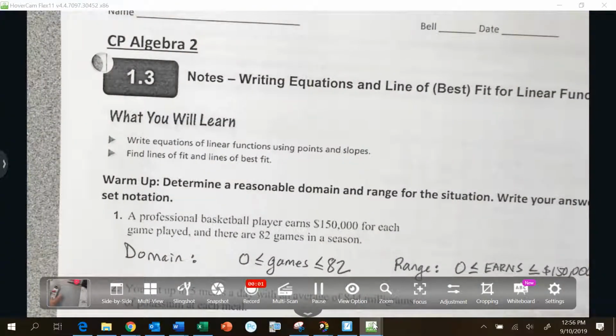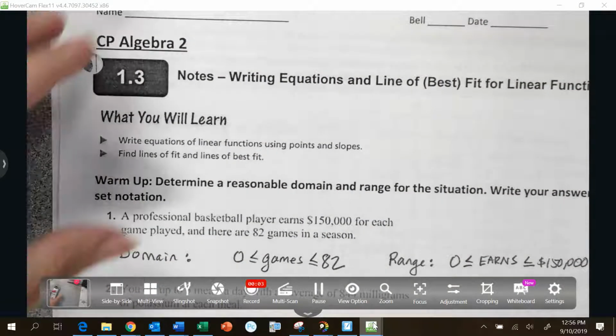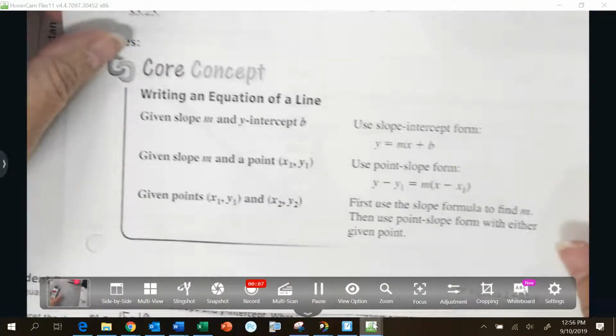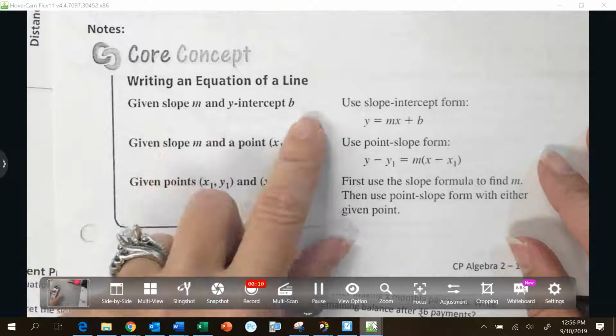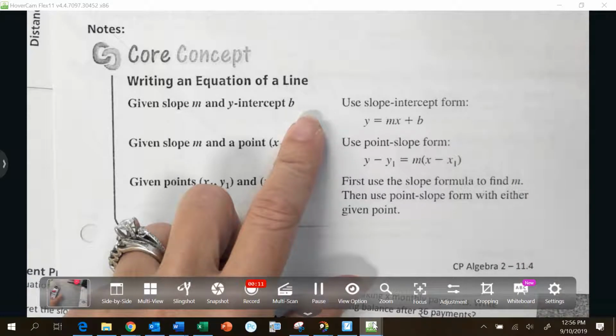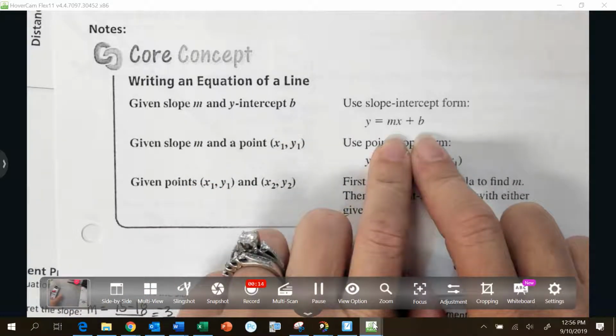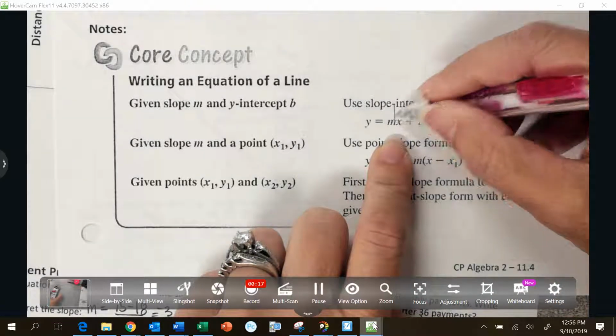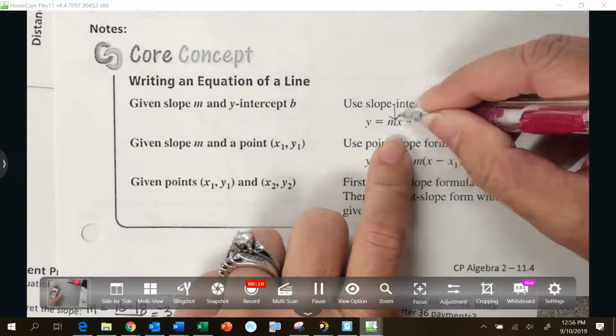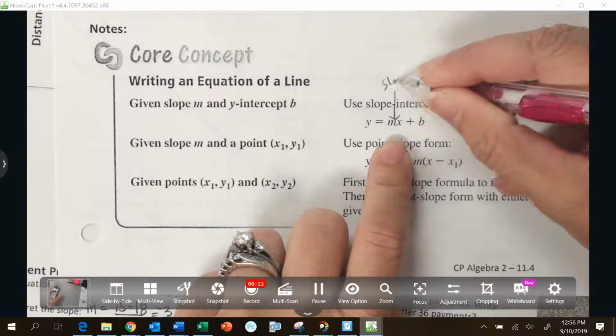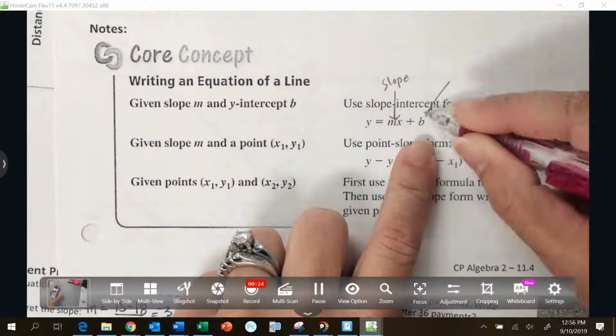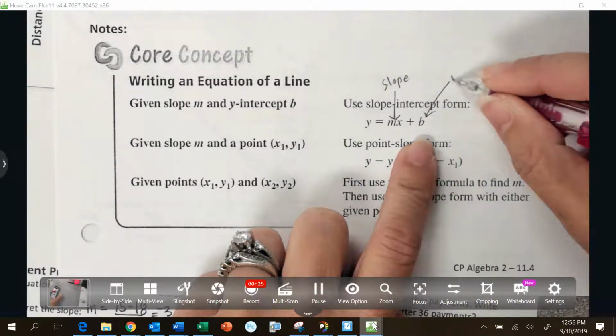We are doing part of 1.3. We've already covered a lot of things in part 3. At the very bottom of the first page in part 3 is our slope-intercept form, y equals mx plus b. What is the m? Slope. What is the b? The y-intercept.